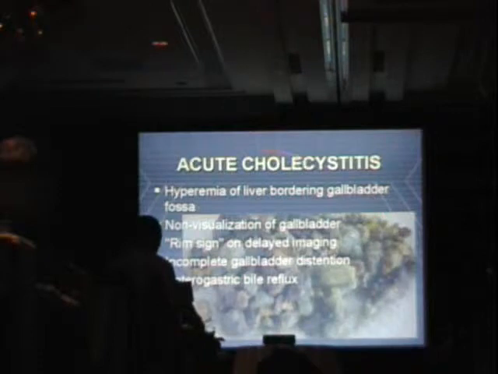Acute cholecystitis is what we're really fishing for with most of these HIDA scans. And you're going to see sometimes hyperemia of the liver early in the study bordering the gallbladder fossa. The important thing, though, is the non-visualization of the gallbladder. That's the sine qua non of these studies. Some of them will show a rim sign. I'll talk about that in a second. And sometimes there's some gallbladder filling, but it's incomplete. And many of them are going to show reflux of the bile into the stomach. That's seen very commonly in patients that don't have cholecystitis, but if you do have it, it's often accompanied.